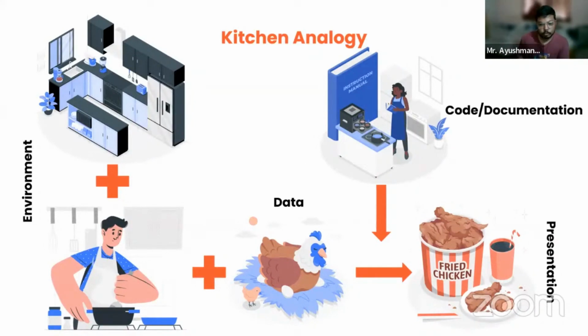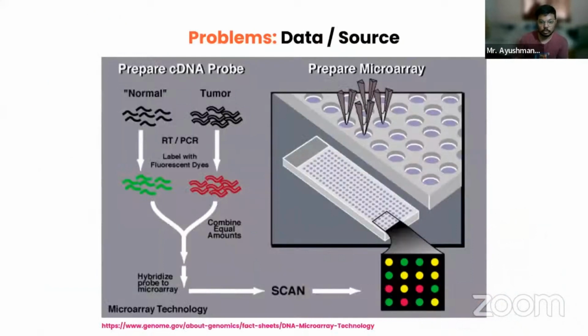Next, I will talk about two sets of problems that can arise in these fundamental pieces. The first one is a problem that can arise from data or the source of the data, right? I'm not sure what the background of the audience is, but I'm expecting most of you would be from life sciences. But for those who are not, just to give you the context, this particular diagram is taken from the NIH genome website. This is a particular technology that was developed back in the 1980s. This is called a microarray.